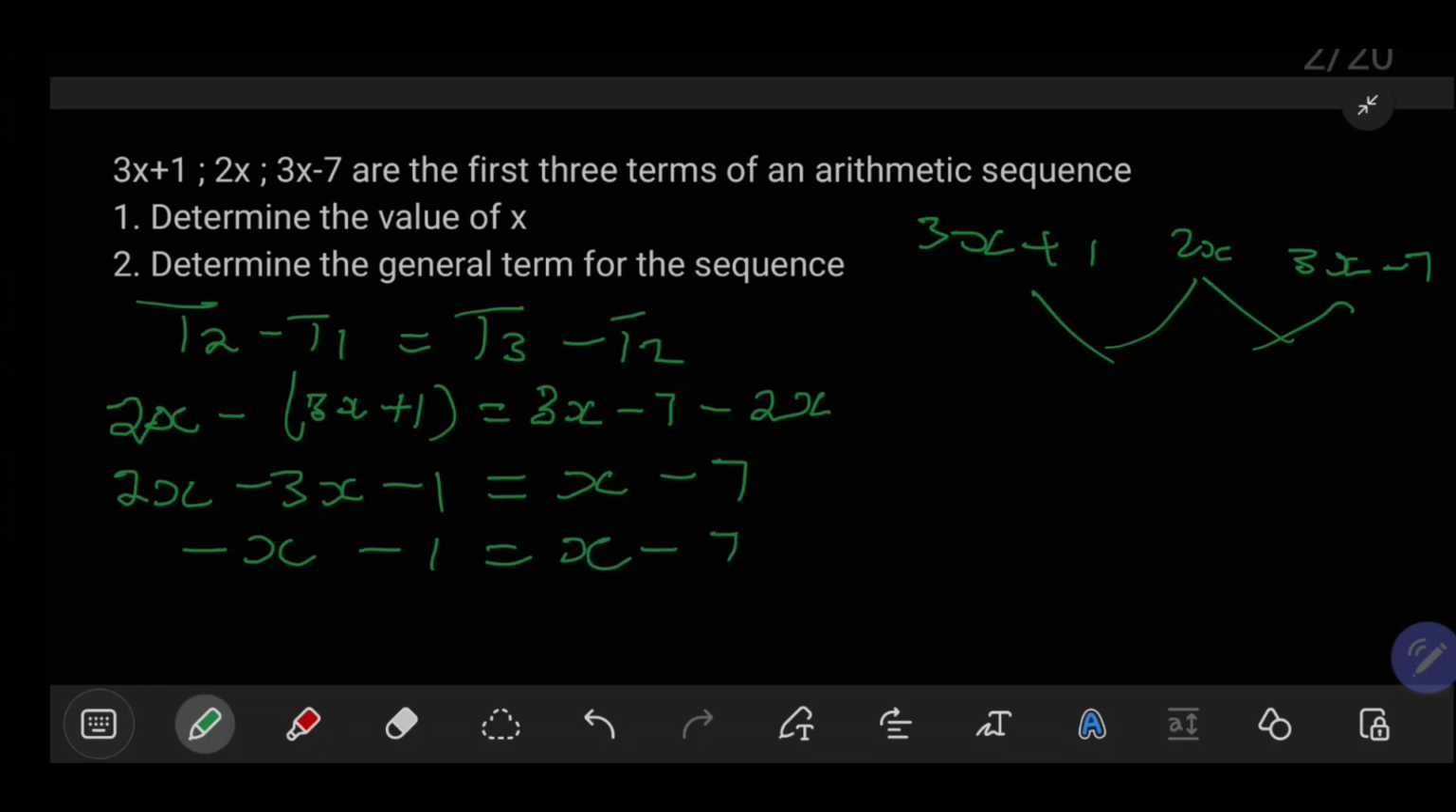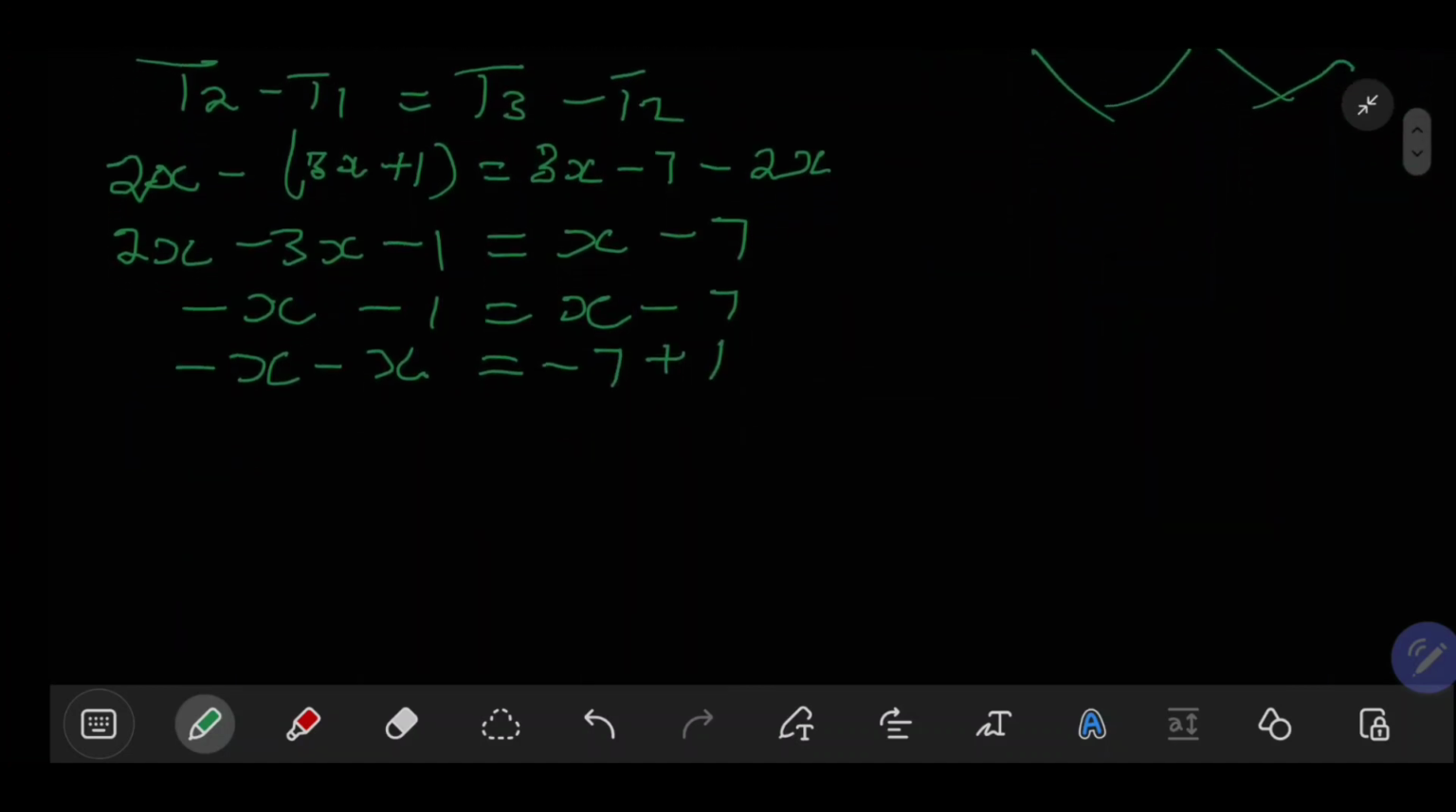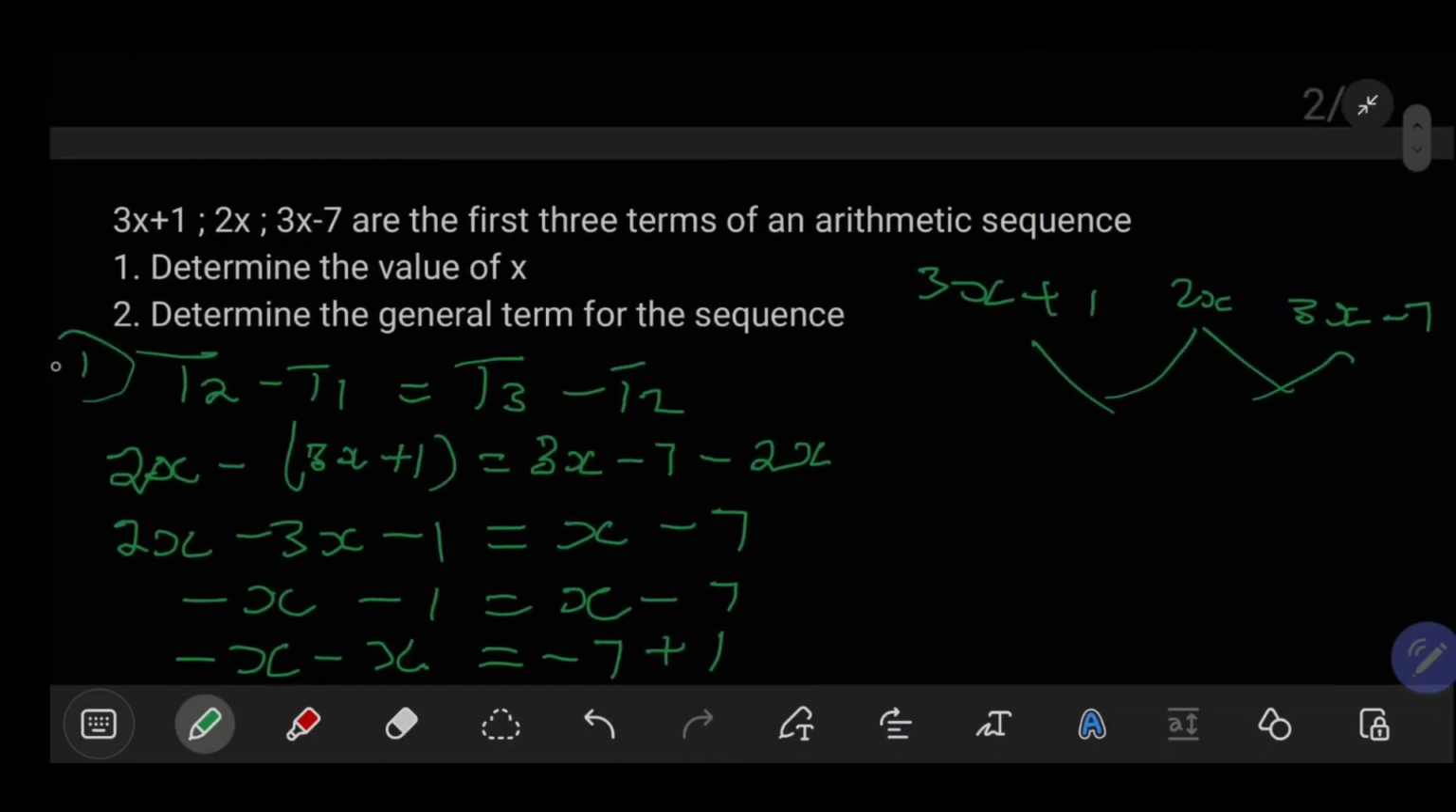Okay, I can take this x to the left hand side, then I will have negative 2x, and then I take this 1 to the other side, then I'm left with negative 7 plus 1. So negative 2x is equal to negative 6. So it means we divide both sides by negative 2, and then x is equal to positive 3. Okay, so this is our x value.